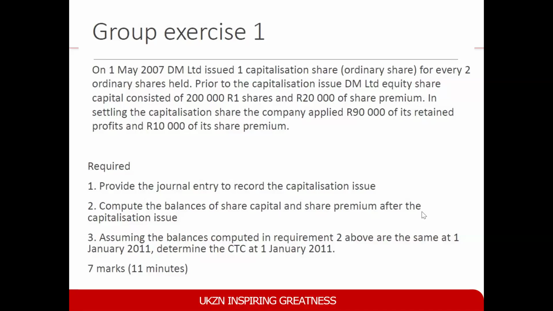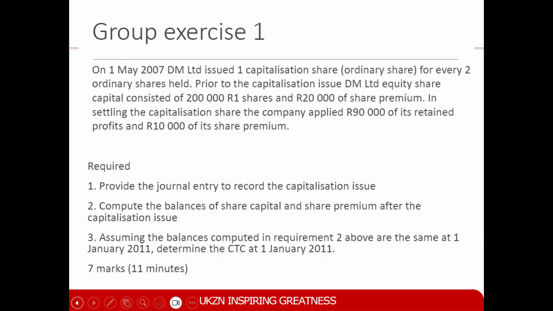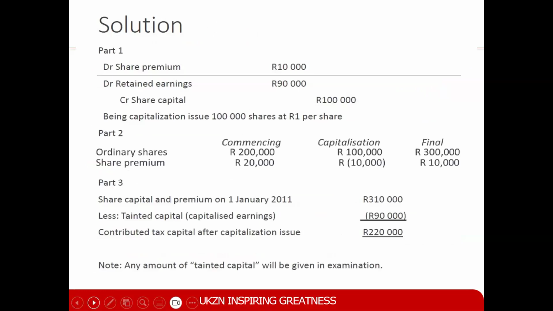Okay, compute a balance of share capital and share premium after the capitalization issue. Assume the balance computed in required to above are the same as 1 January, determine the CTC. That's all for 7 marks. Let's see what they say here. So you'll have to have the journal entries. In this case, you're having share capital, debit share premium, debit retained earnings, credit share capital. Why is that the case? Because remember, our share premium is an equity account. So it's increasing on the credit side, now because it's decreasing, it's on the debit side. Also retained earnings actually increases on the credit side, now is decreasing.